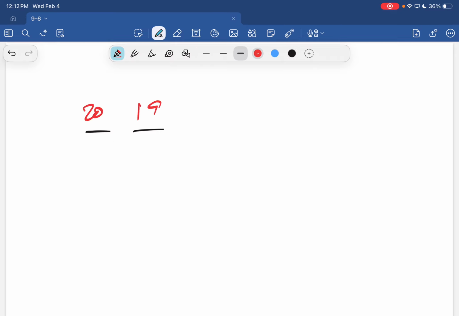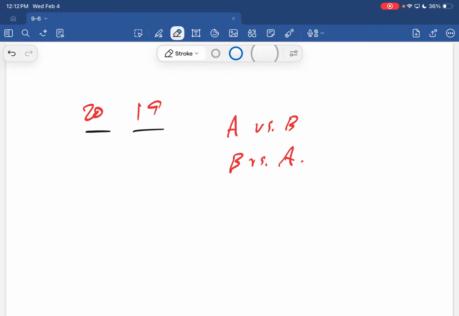Are you overcounting by 20? You're overcounting by 2, because A versus B is the same game as B versus A. So 20 times 19 over 2. Yep, and then you have to multiply back the 2 because they play each other twice.